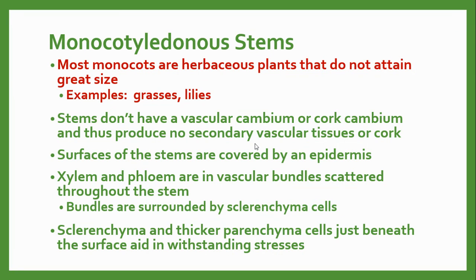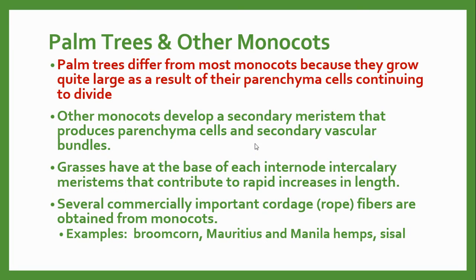Monocotyledonous stems. Most monocots are herbaceous plants that do not attain great size, like grasses and lilies. These stems don't have vascular cambium or cork cambium, and thus they produce no secondary vascular tissue or cork. Surfaces of the stems are covered by an epidermis. Xylem and phloem are in vascular bundles scattered throughout the stem, and bundles are surrounded by sclerenchyma cells. Sclerenchyma and thicker parenchyma cells just beneath the surface aid in withstanding stresses, like big windstorms.